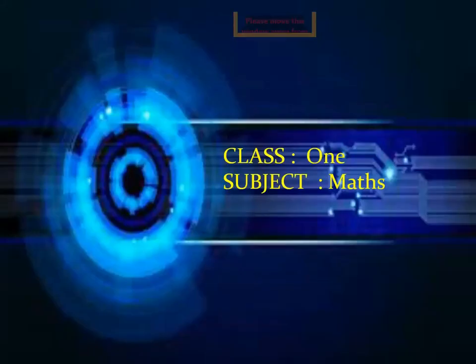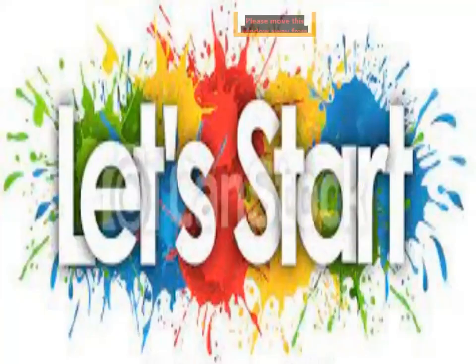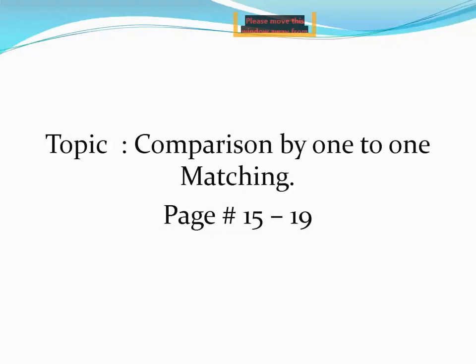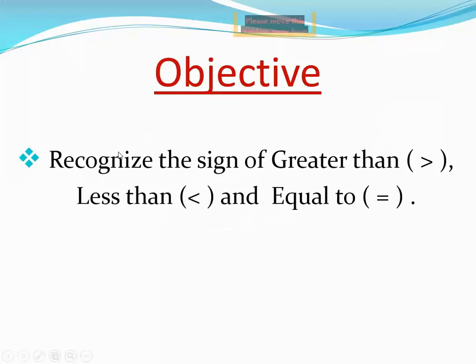So now move to class 1. Subject is math. Let's start our topic. Comparison by one-to-one matching. This topic is given in your book, page number 15 to 19. At the end of the topic, your student will be able to recognize the sign of greater than and less than and equal to.